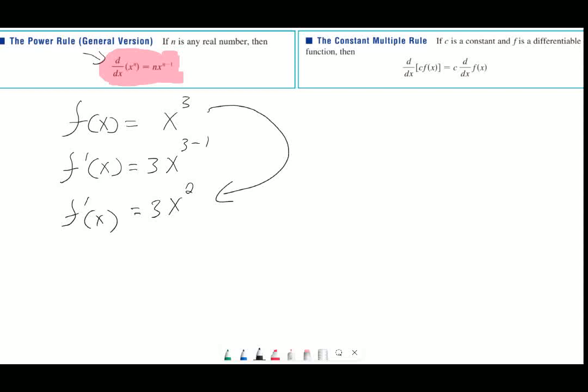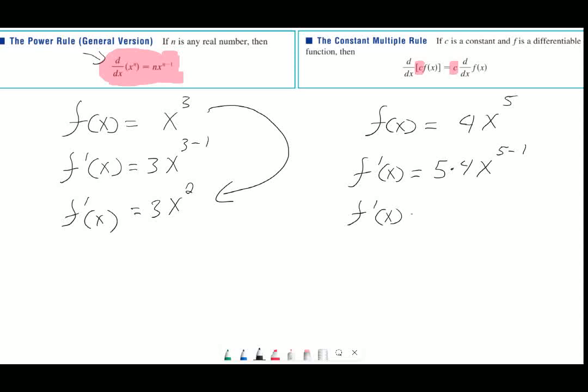Now, the constant rule allows us to handle slightly more complicated situations, maybe something that looks like this. 4x to the, let's go to the fifth this time. And notice that this constant here just floats along for the ride. So when I take the derivative, I'm still using my power rule. I will bring that 5 out front, multiply, and that 4 is going to come along for the ride. And of course, I'm going to subtract 1 from my exponent because that's the power rule.